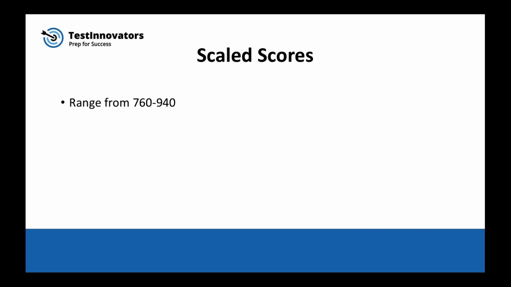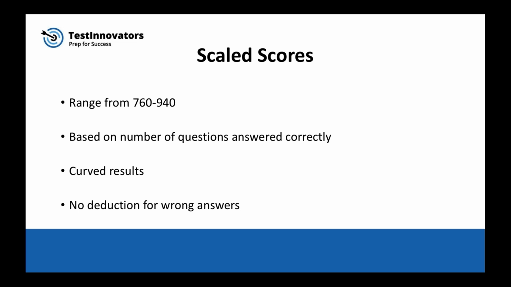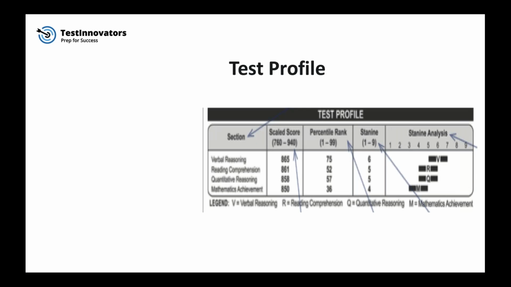Next, we'll talk about the scaled score. The scaled score ranges from 760 to 940 and is based on the number of questions answered correctly while taking into account whether this year's questions were easier or harder than the previous year's questions and curving the results accordingly. There is no deduction for wrong answers, so the score is fully based on the number of correct answers.